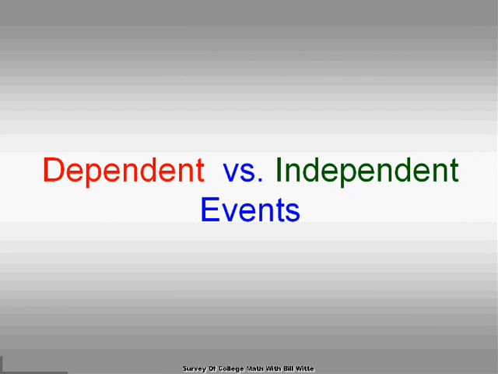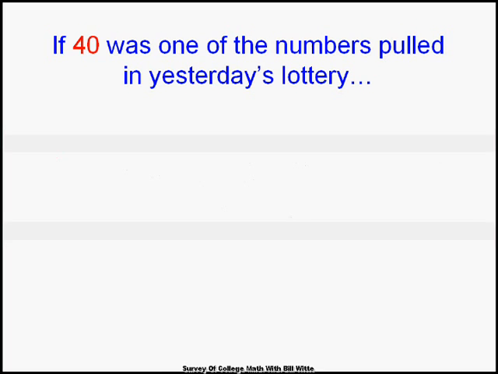Okay, totally new stuff. Let's talk about dependent versus independent events. I'll give you a hint. This is going to be related to conditional probability, the difference between these two. I demand an explanation.